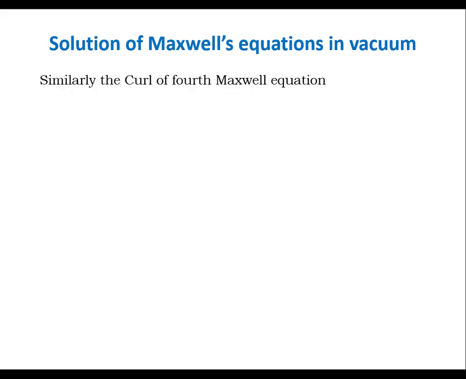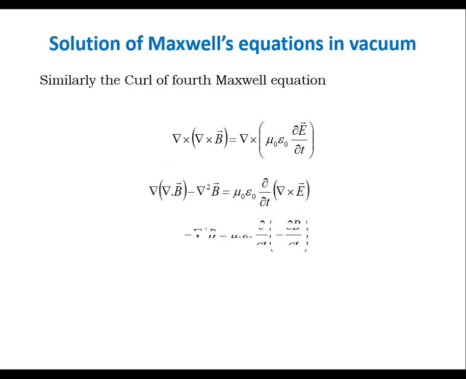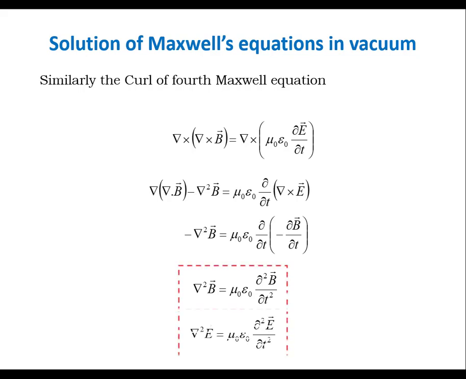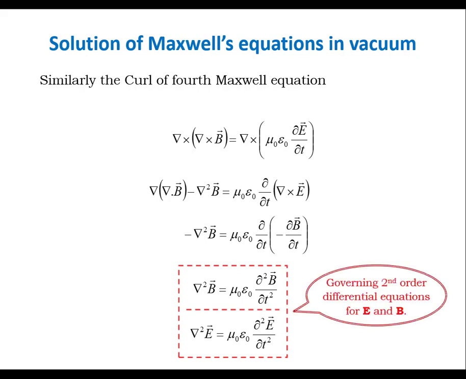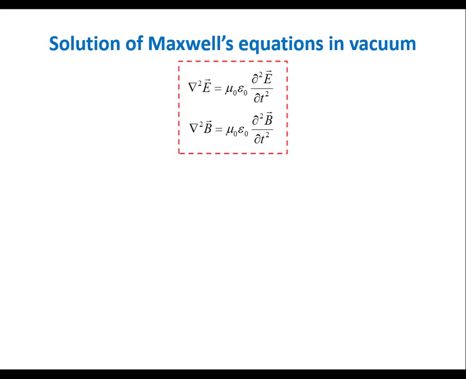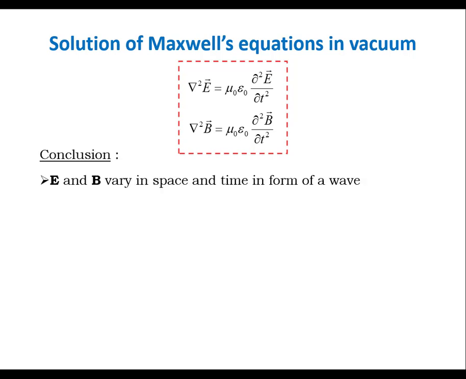In a similar way, you can find the equation for magnetic field induction B also, like this, this, and this. At this point, we have two equations for B and for E. These are second order differential equations for electric field and magnetic field induction. Let us discuss what conclusions these equations provide.